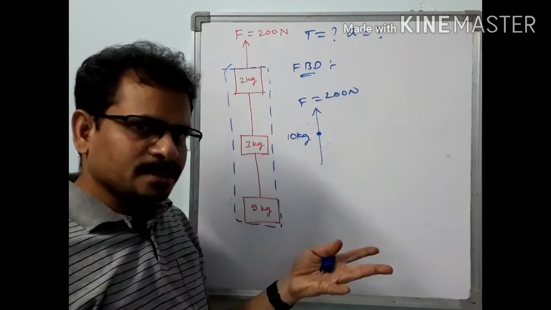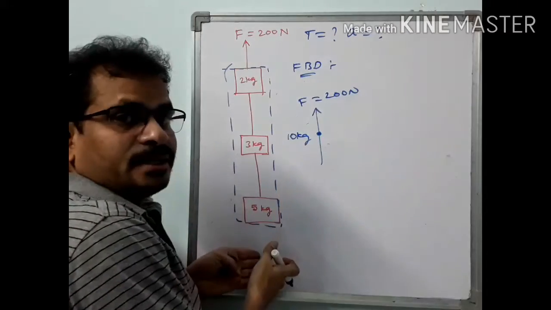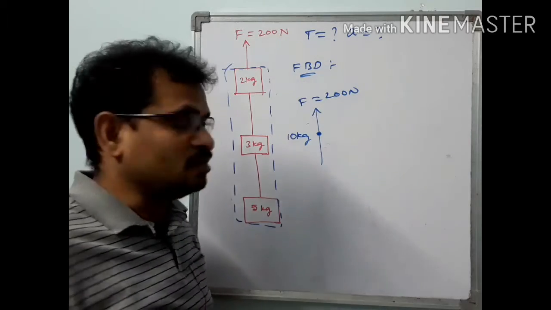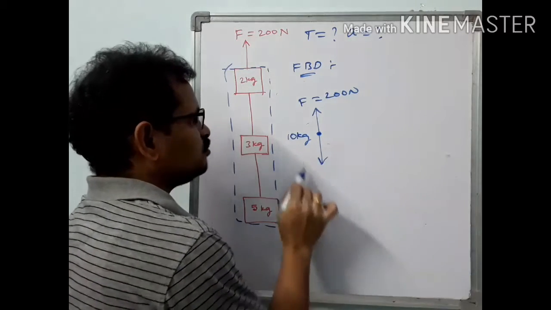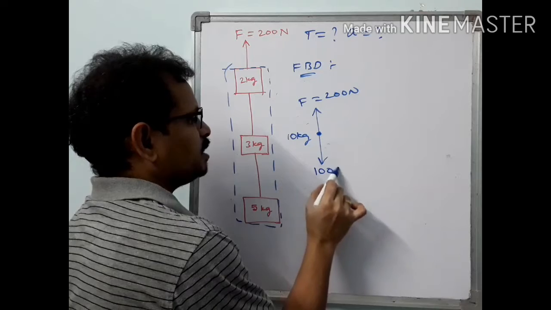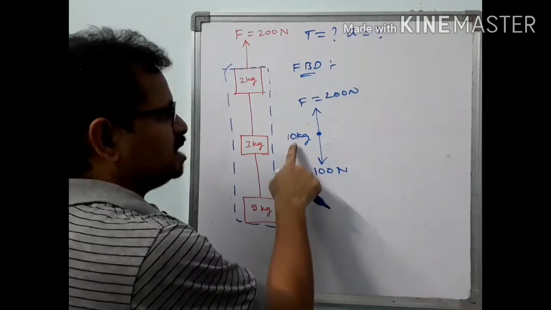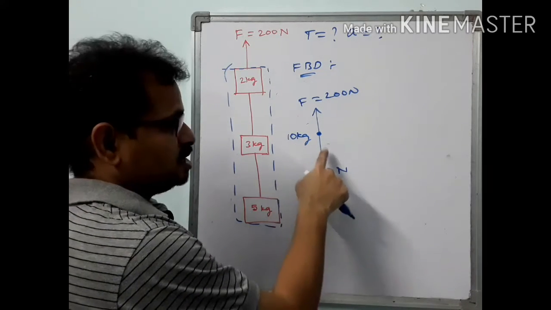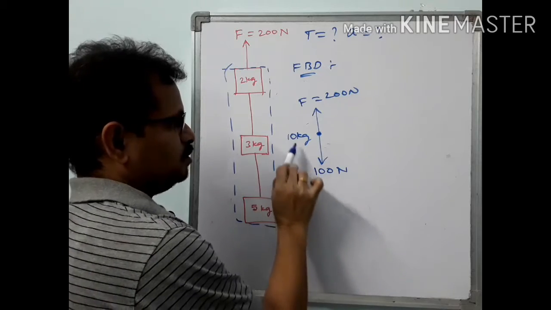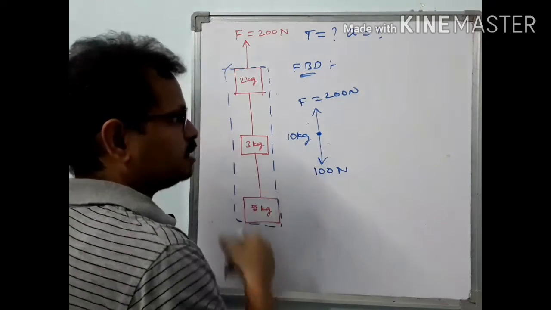Any other forces acting on the system? Gravitational force. Gravitational force is also an external force. So what is the gravitational force here? The mass is 10 kg and the force is mg, so mg equal to 10 into 10, that is 100 newtons acting downwards.